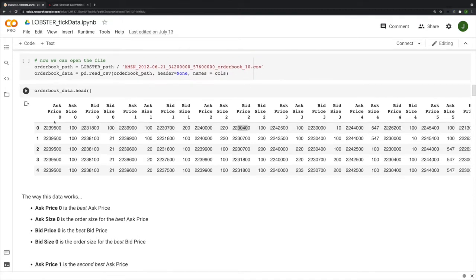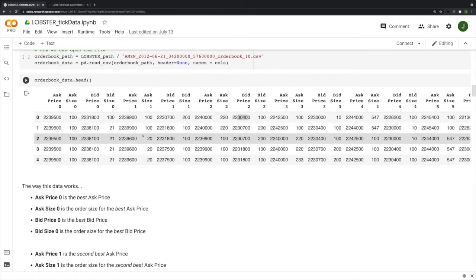So I set the columns that I made earlier: ask price 0, ask size 0, bid price 0, bid size 0, and so on. And how this works is ask price 0 is the best ask price. This ask size 0 is the order size for the best ask price. Bid price 0 is the best bid price. Bid size 0 is the order size for that best bid price.